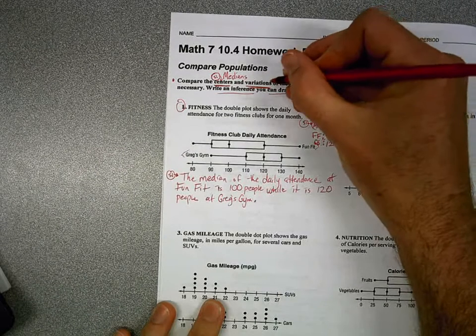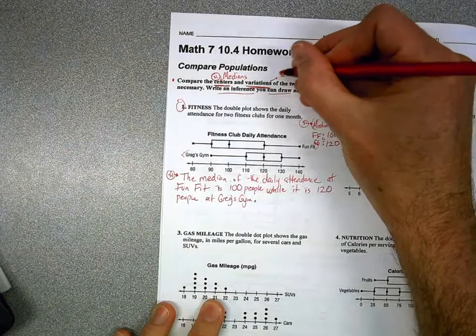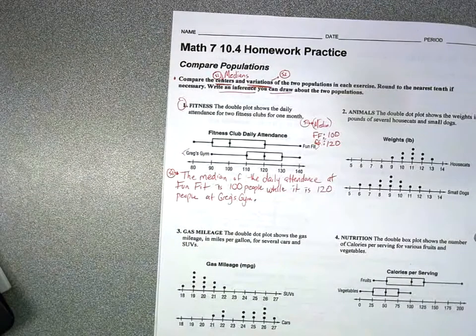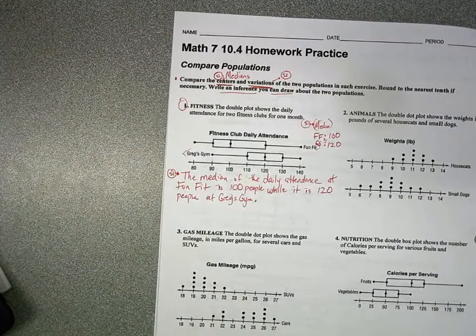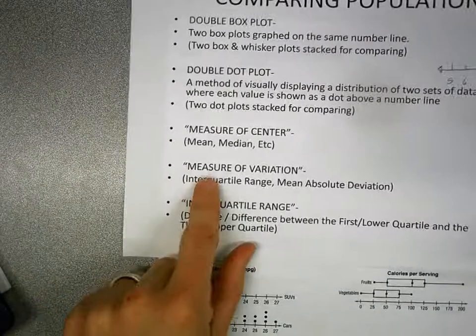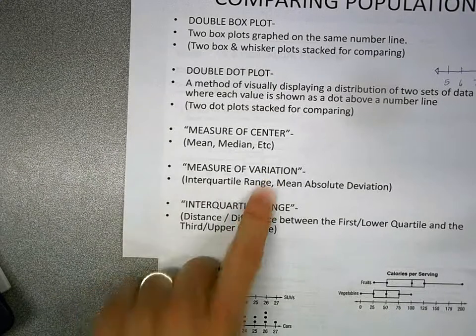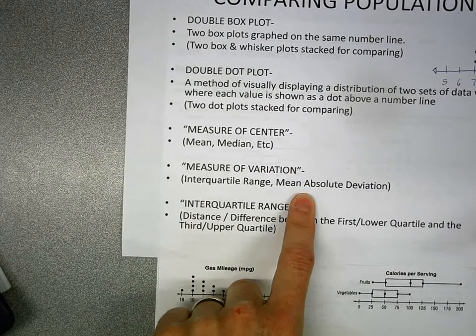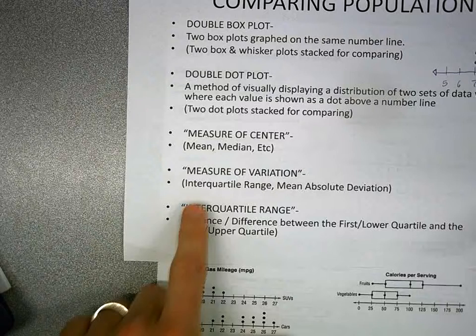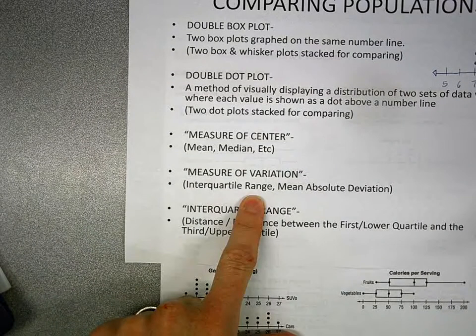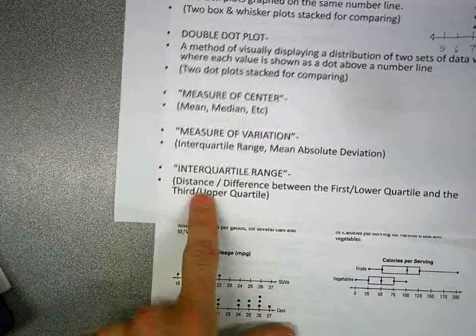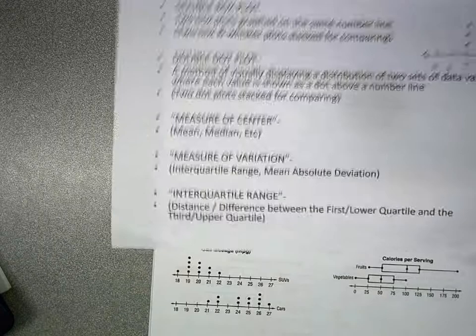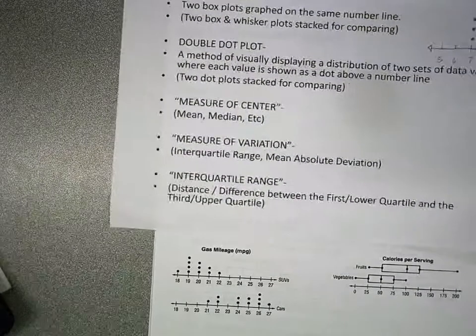Okay? Now, step 2. Step 2 is the variation. Well, the measure of variation is either the interquartile range or the mean absolute deviation. Now, considering we're dealing with box and whiskers, we're going to deal with interquartile range. And if you remember right, that's the distance between the first quartile and the third quartile. We talked about that briefly last lesson.